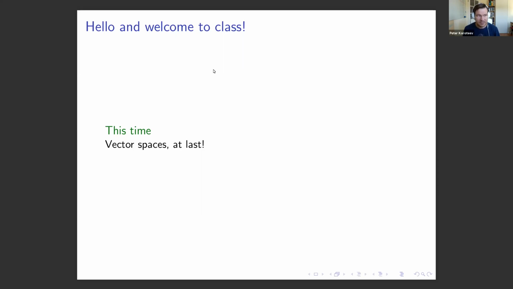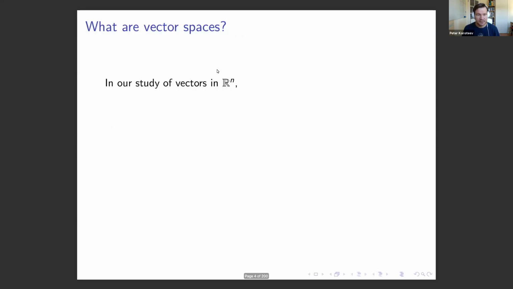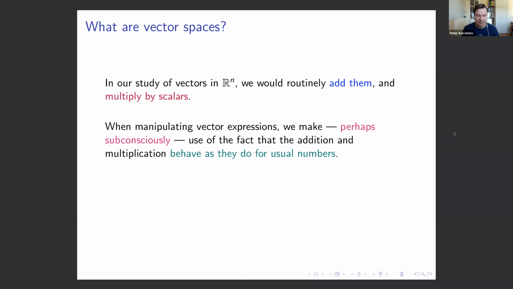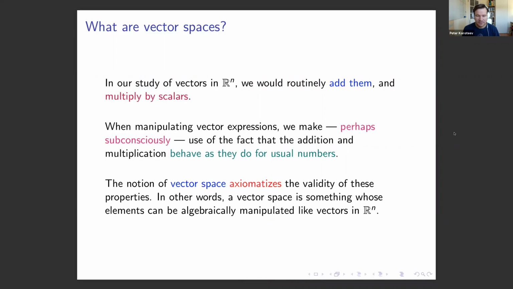Finally, we are ready to talk about vector spaces. So what are vector spaces? In our study of vectors in Rn, we could add them or multiply by scalars. When we manipulated those expressions, we made, perhaps subconsciously, use of the fact that addition and multiplication behave as they do for usual numbers. So the notion of vector space axiomatizes the validity of these properties. To put it differently, a vector space is something whose elements can be algebraically manipulated like vectors in Rn.